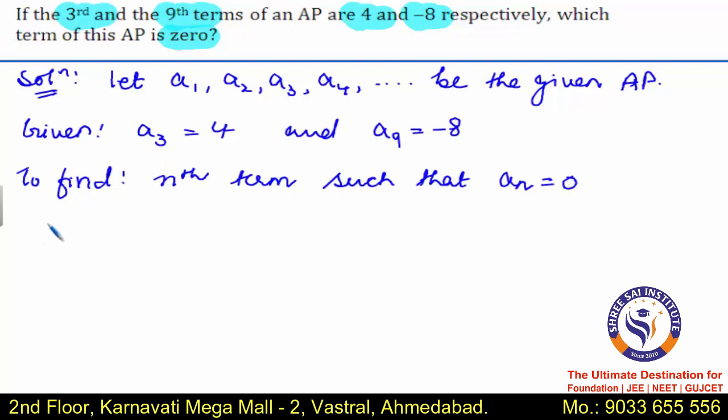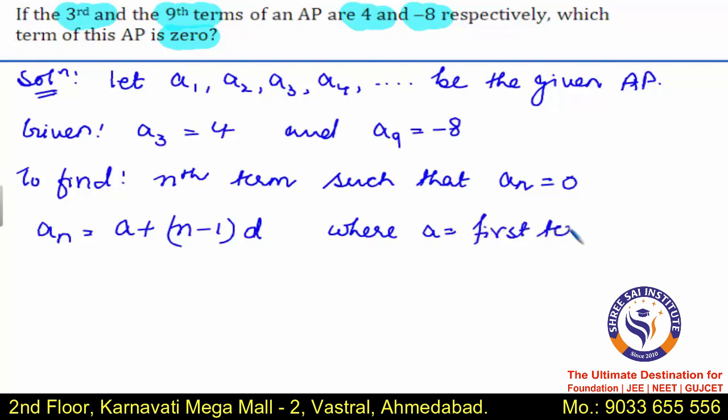Now, nth term of an AP is given by A plus n minus 1 into D, where A is the first term and here A is equal to A1 and D is the common difference.